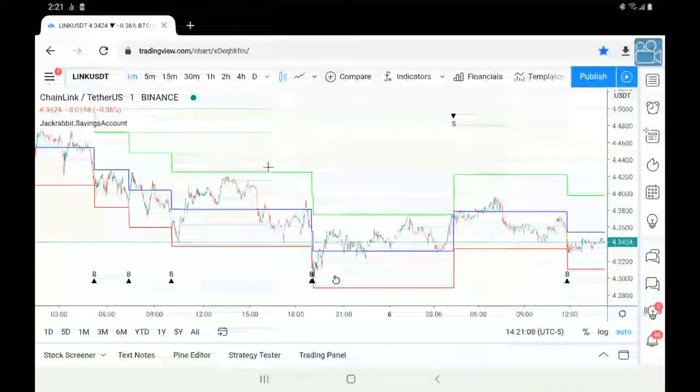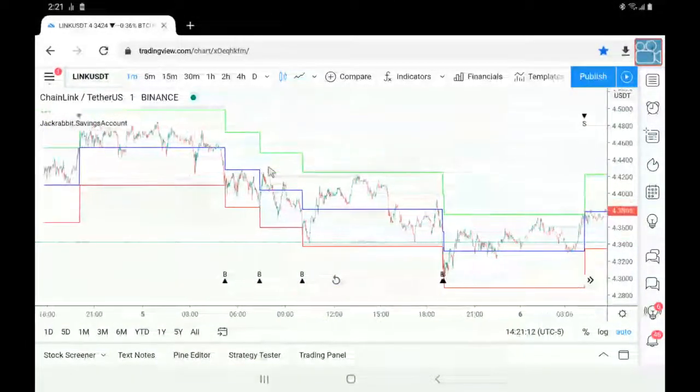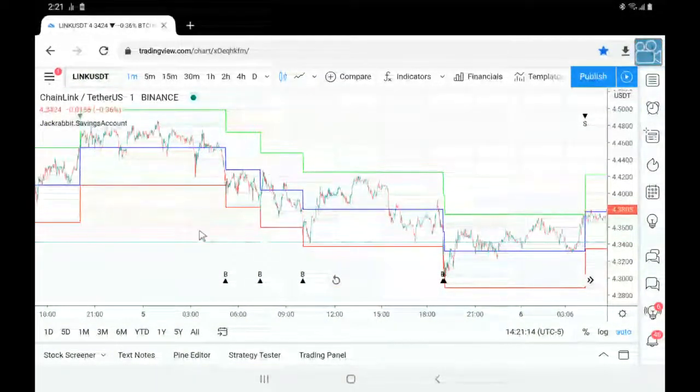Chainlink, what can I say? This is just over a day to make a profit on this. I would rule this completely off the board. Not good. Too slow, too much exposure to the market.